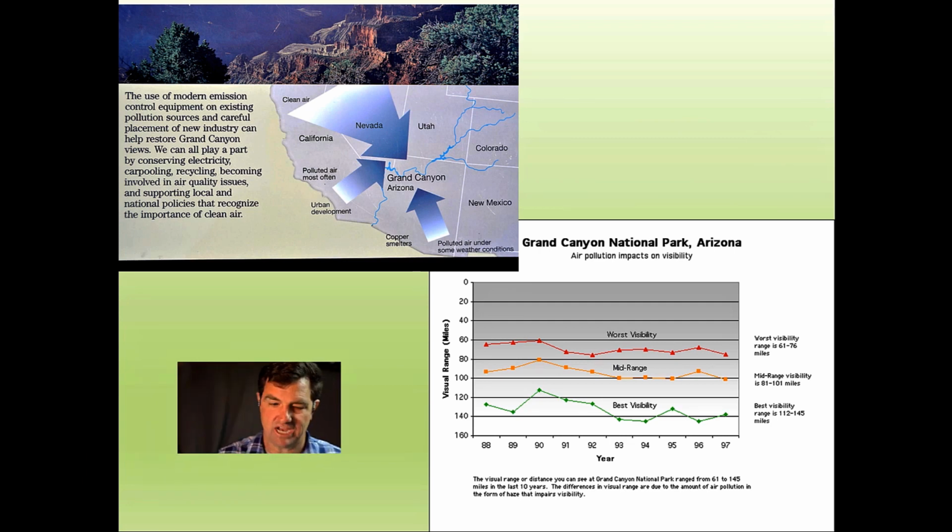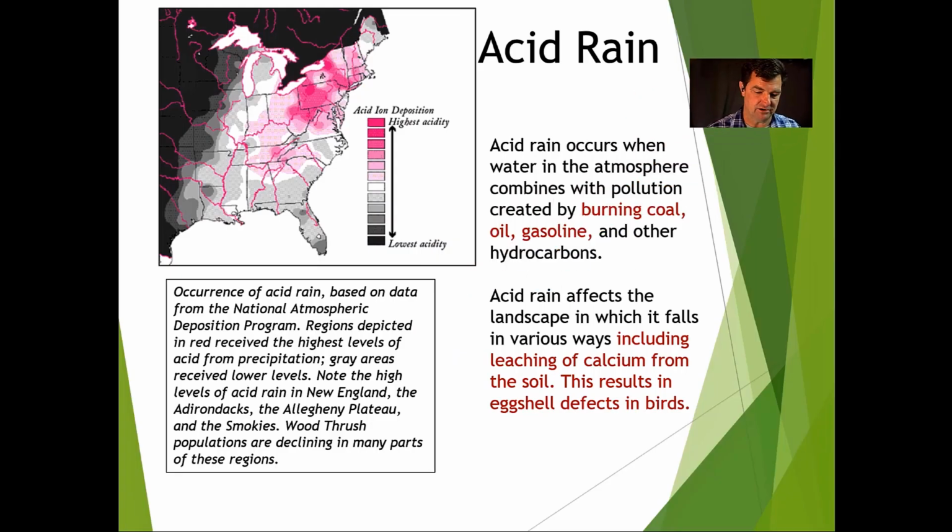So the Grand Canyon gets pollution from the south and the southwest, and then there's even Nevada. Depending on the direction of the wind, once again, you can get these different areas producing smog or pollution that can affect surrounding regions based on wind patterns.